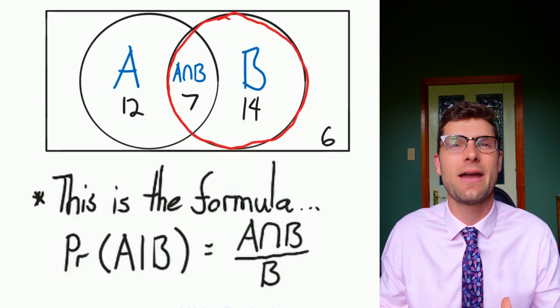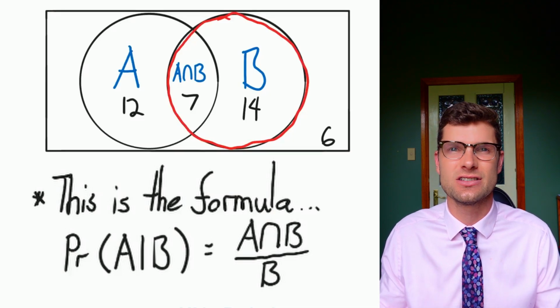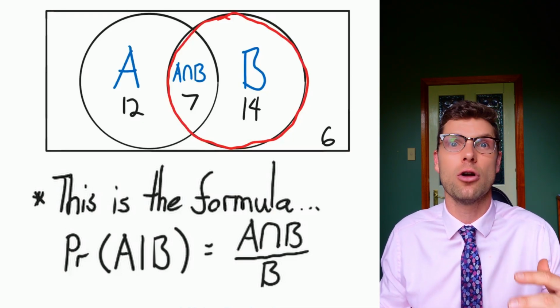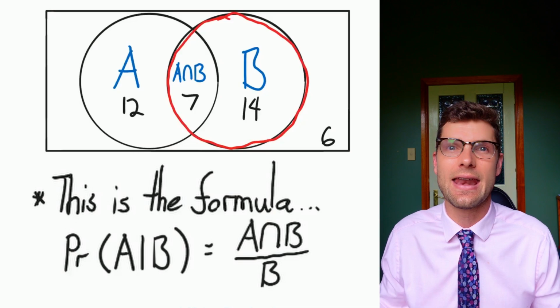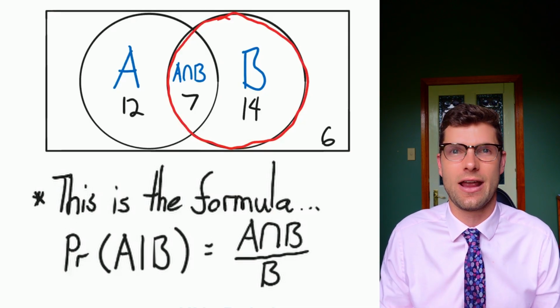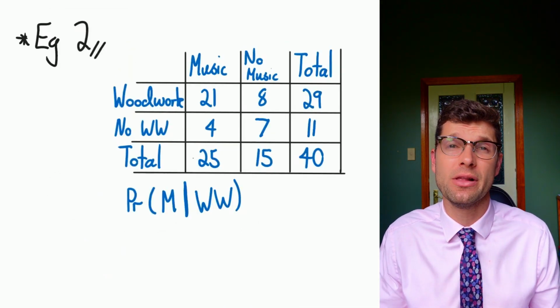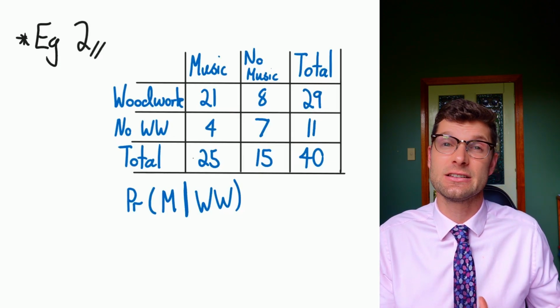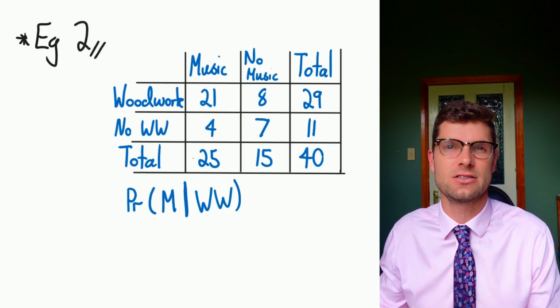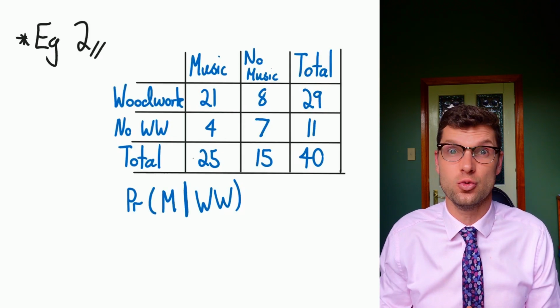What I highly recommend is just when you start these questions, write out what A is, write out what B is, and you will get answers 100% correct. So for this one, we're looking for the probability of picking a student that does music who also does woodwork, or given that they do woodwork.